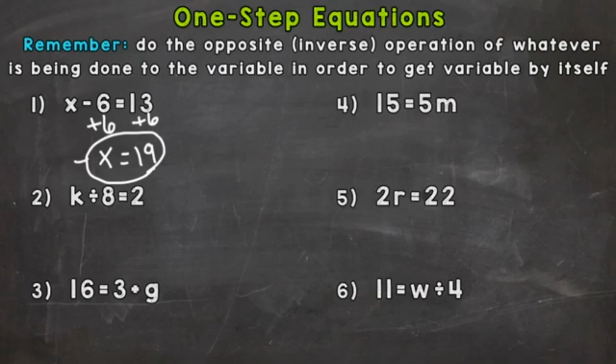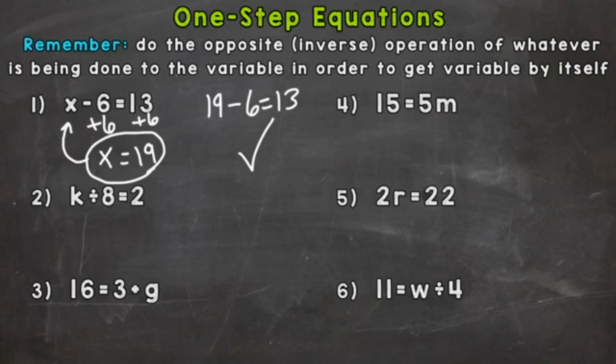And we always double check to see if this makes sense and our answer for the variable is correct. So let's plug in 19 for our x here. 19 minus 6 equals 13. And that is true, it is correct. I'm even going to come to the side here, plug it in. 19 minus 6 equals 13. That is true, so we're good to go. We have the correct answer for what x equals.